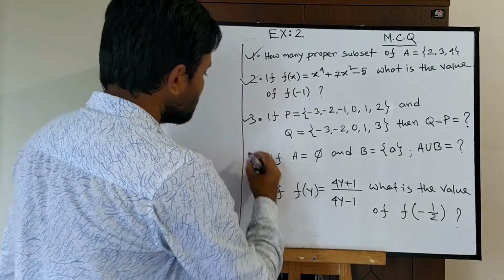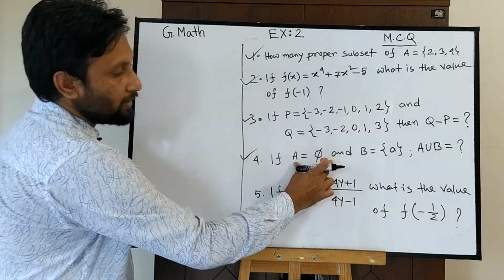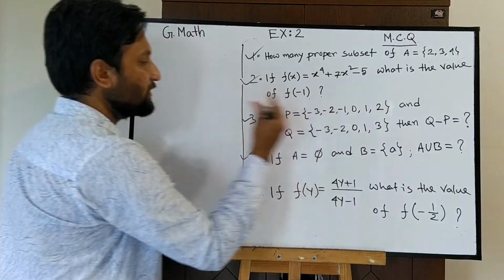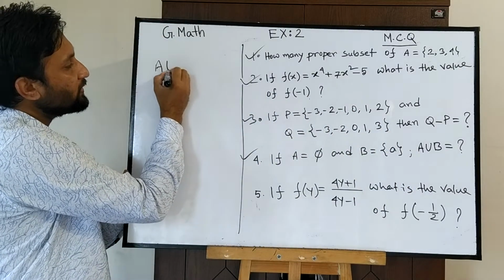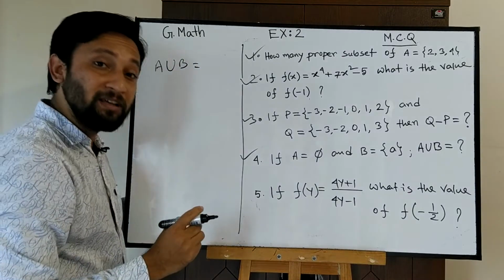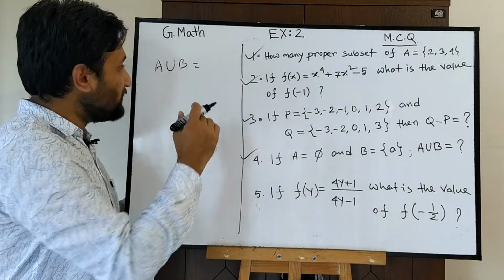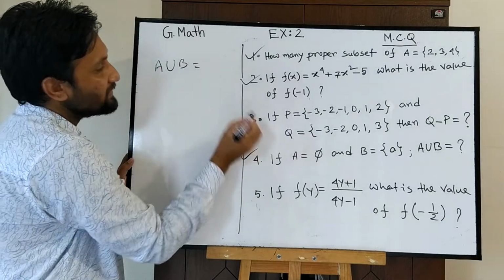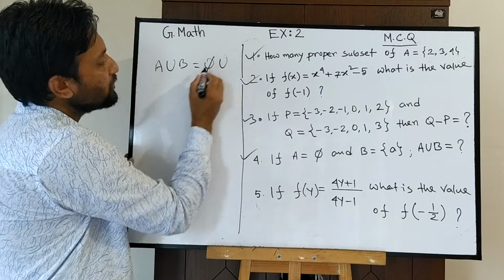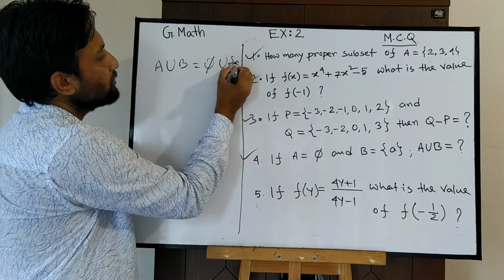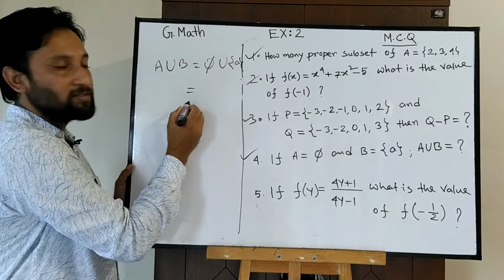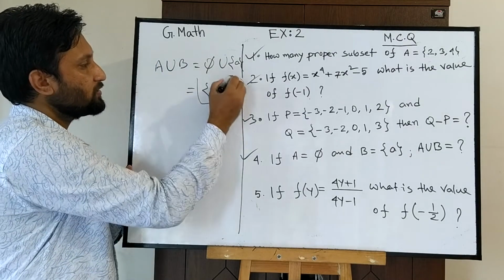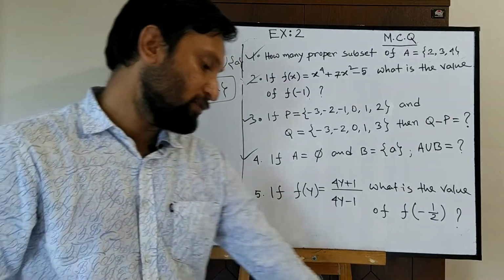Okay, now 3 is complete. Now 4. If A equals the empty set and B equals the set whose single element is A, we have to identify A union B. We know that A union B means the common and uncommon elements of these two sets. That means set A is empty and set B is the set A. So the union of these two must be A. Okay, so the answer is set A.